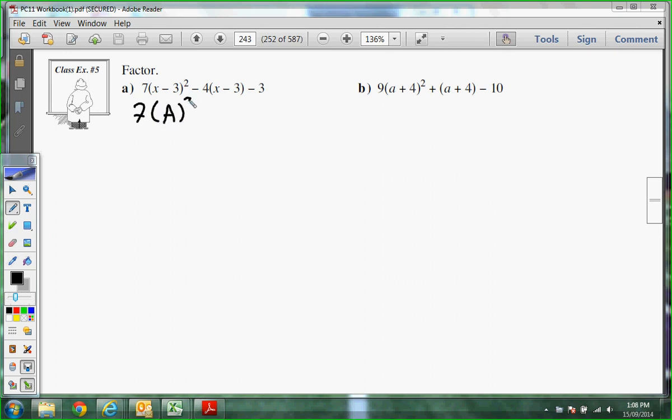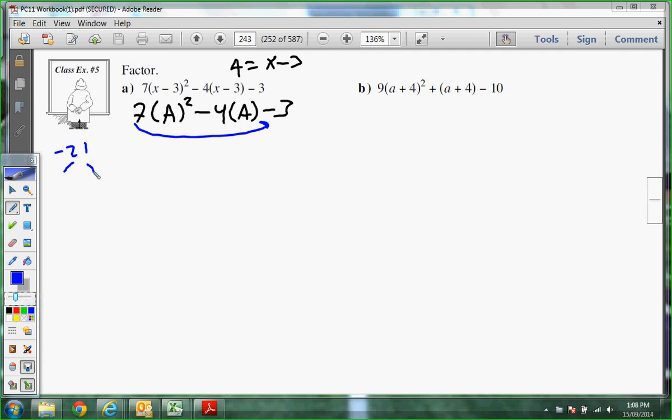7 times a squared minus 4 times a minus 3. And just know that your a is x minus 3. And let's just factor it and then put the stuff back in for a. So do I have a GCF here? No, I don't. So I have to do my decomp. So negative 21 is what we're dealing with.